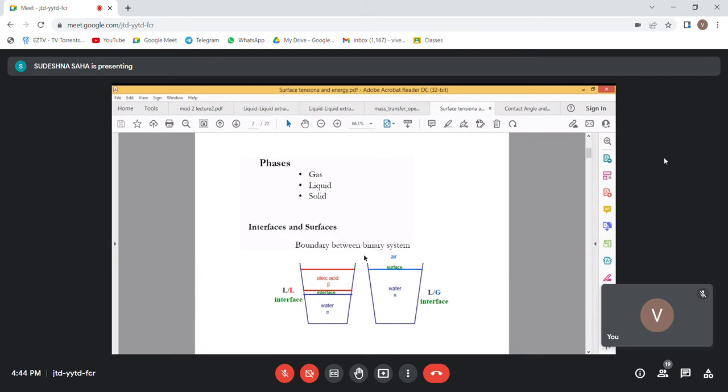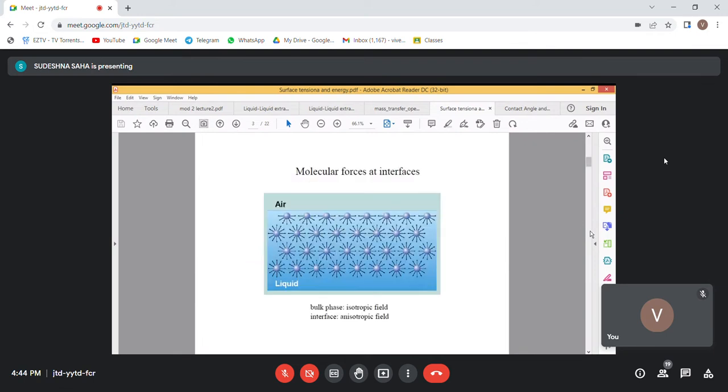Okay, and what happens at the molecular level, at the interface, is very, very important, and that is basically the point of interest for all of us in colloid and surface chemistry, because the imbalance between the forces at the interface gives rise to what is known as surface energy.